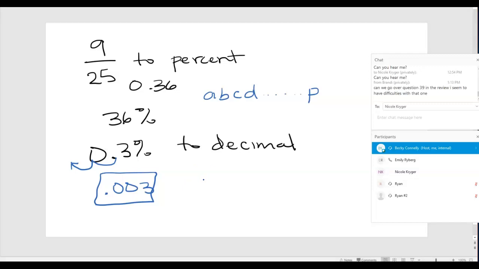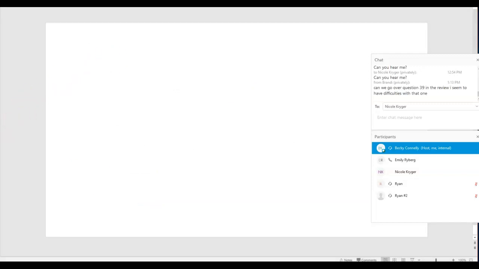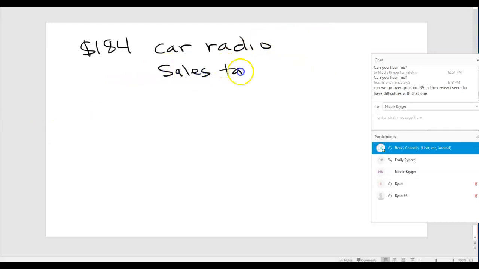All right. Let's try one more with some percents. Make sure that we're good on this. So how much tax was paid on a $184 car radio if the sales tax is 6.25%, and then I want you to find how much sales tax and the total.